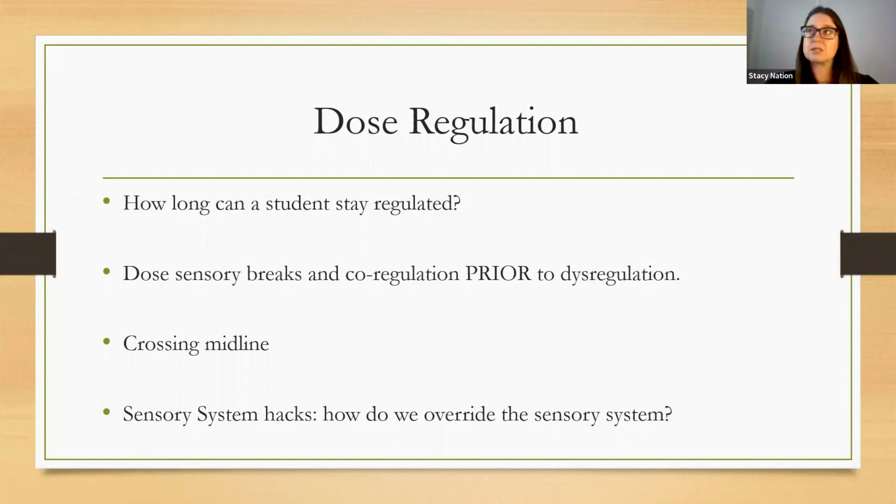Perhaps your lesson takes 20 minutes for you to teach, and 80% of your kids can stay focused for 20 minutes, but the other 20% can't. Could they be dosed regulation a little sooner? Could they be doodling? Could they be coloring? Could they go in the back of the room and be walking? Teach them what to do when they're starting to get dysregulated. Okay. We want to dose sensory breaks and co-regulation prior to dysregulation. This is a very proactive approach.